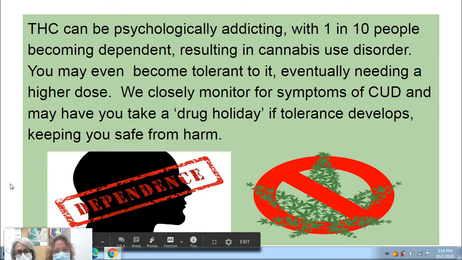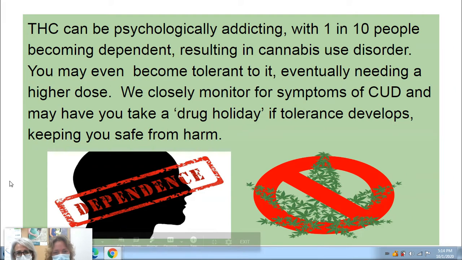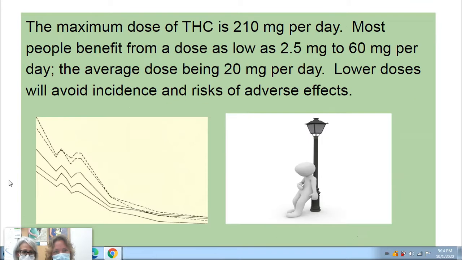THC can be psychologically addicting, with 1 in 10 people becoming dependent, resulting in cannabis use disorder. You may even become tolerant to it, eventually needing a higher dose. We closely monitor for symptoms of cannabis use disorder and may have you take a drug holiday if tolerance develops, keeping you safe from harm.